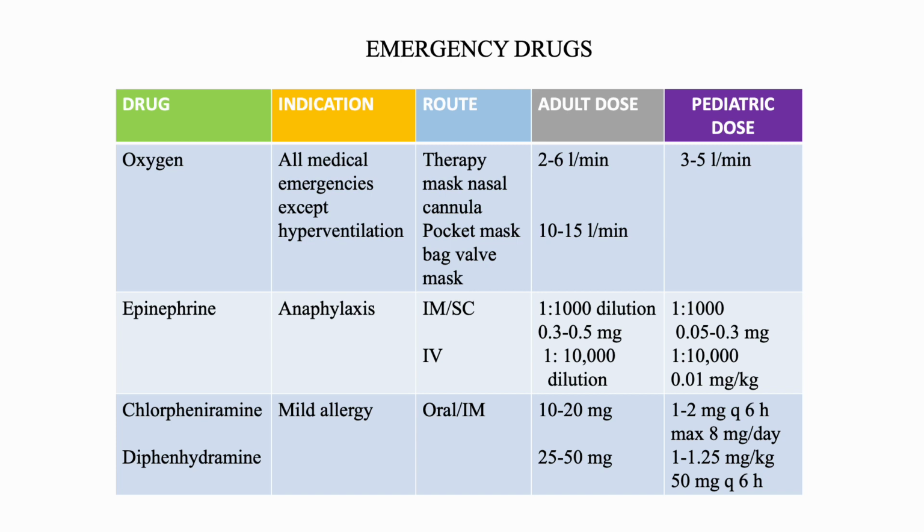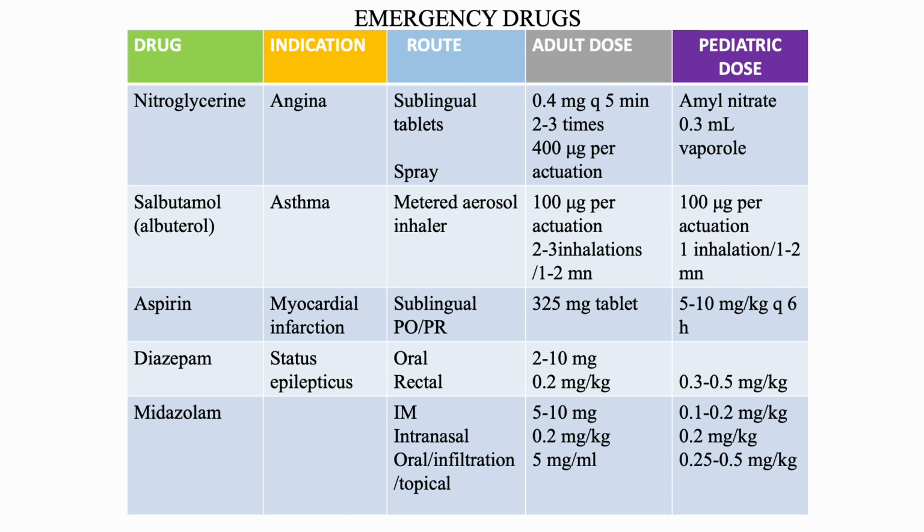Adrenaline is indicated for anaphylactic shock. Chlorpheniramine, diphenhydramine indicated for cases of mild allergy. Nitroglycerin indicated for angina, route sublingual or spray. Salbutamol or albuterol is indicated for asthma or bronchospasm. Route metered aerosol inhaler. Aspirin indicated for myocardial infarct.